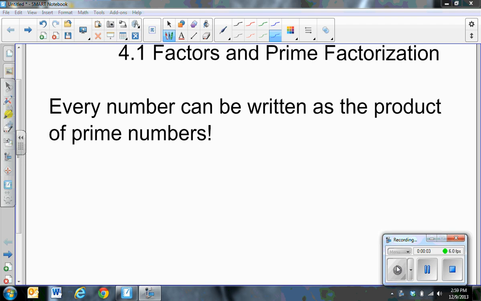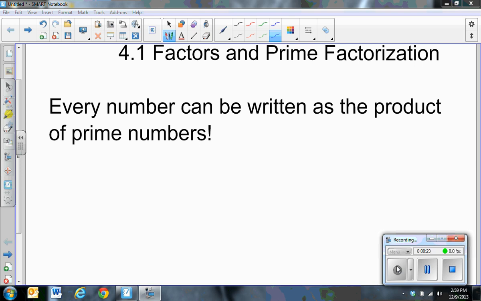Okay, smart eighth graders. Today we worked with Aristophanes, Steve, and we learned what prime numbers are and what factors are. And the next thing to look at is how do you write a number as a product of prime numbers? And it might surprise you to learn that every number can be written as the product of prime numbers.